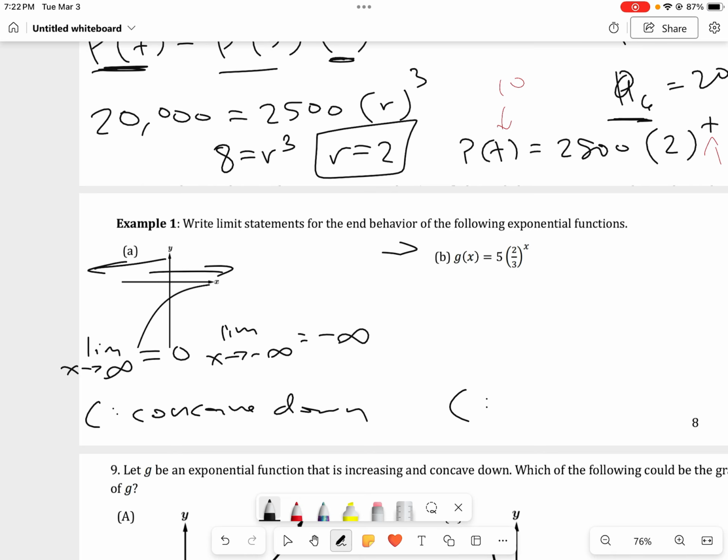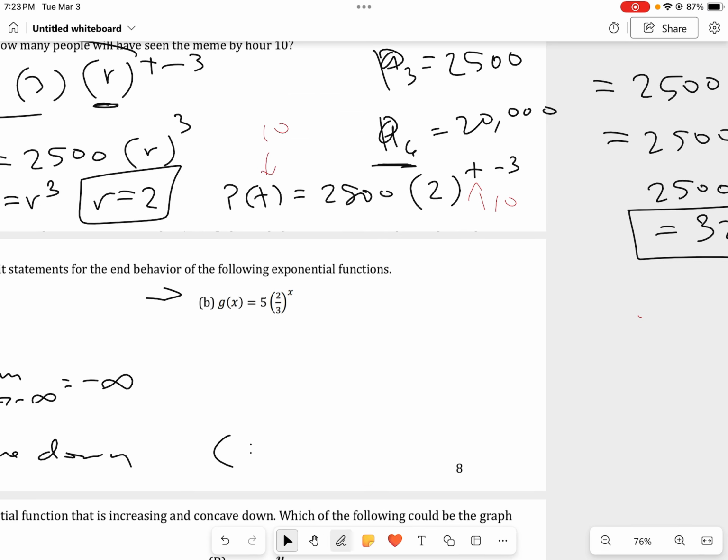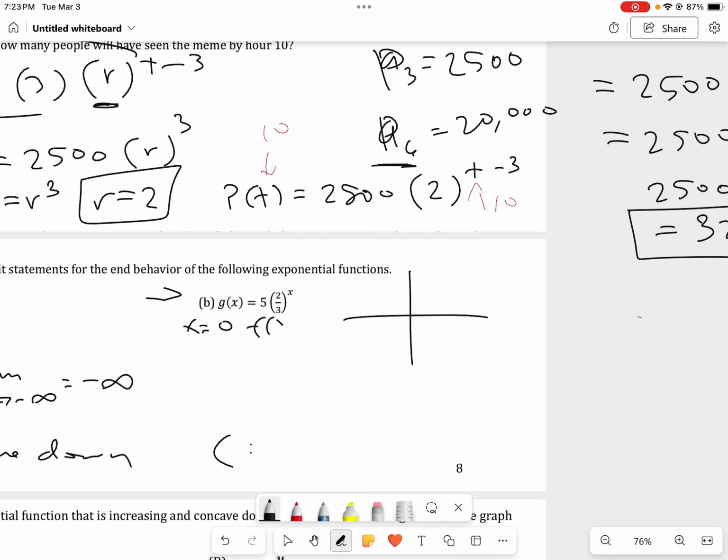Let's do this one right here. If it gives you an equation, my best bet is to just plot it and plug in values for x. If x is 0, then 2 to the third power 0 is 1, so it's just going to be 5. F of x is going to be 5. So when x is 0, y is 5. So it's going to be about right here. Say this is 5. So x is 1, then it's going to be 5 times 2 over 3. So f of x will be 10 divided by 3, which is like 3 point something, I think. So it's going to be about right here.